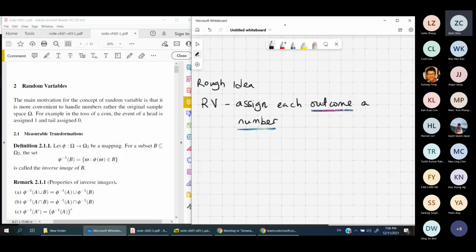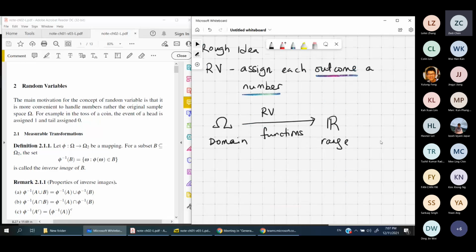So first of all, we have something omega. It consists of all the outcomes. By using a random variable, we correspond each element here to a number. That means, roughly speaking, a random variable is a function whose domain is a sample space, and the range will be in R. So this is a function. This is the rough idea for it.